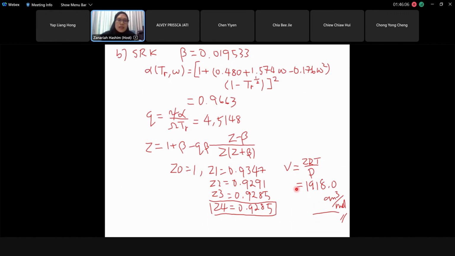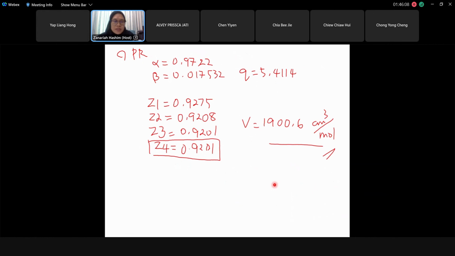Sama juga. Okay. PR pun sama juga. First you calculate the alpha and then you get the beta, the Q. And then you substitute into the Z solved by iteration. Okay, get the final Z and then you get the V.